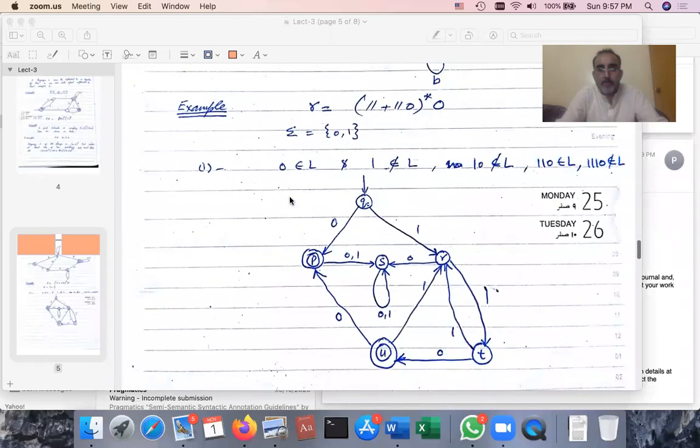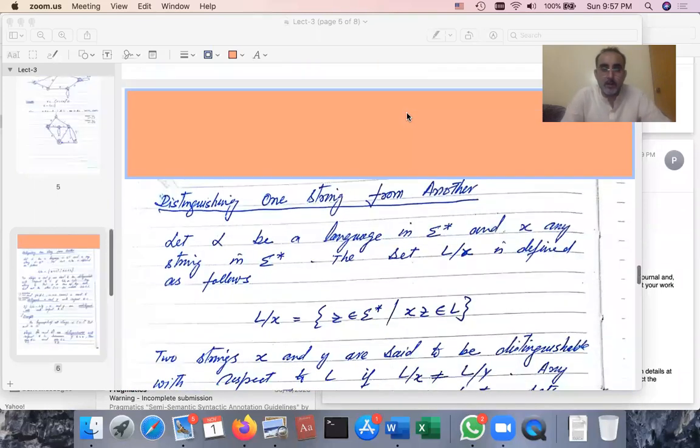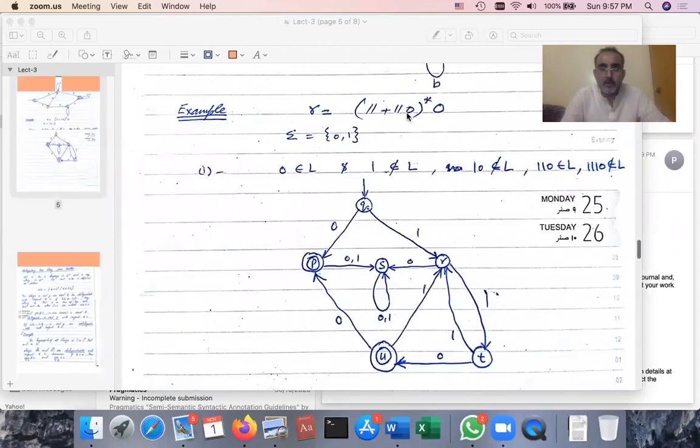Now, again, this FA: R is equal to (11 + 110)*0. Maybe you have to look over it by yourself. This is the regular expression given to you, which means that any combination of 11 or 110 is the first part, and then the string will end with the symbol zero. All strings will end with zero. This is the compulsory part.